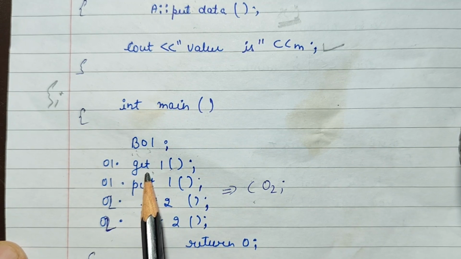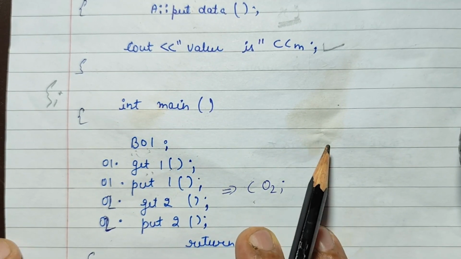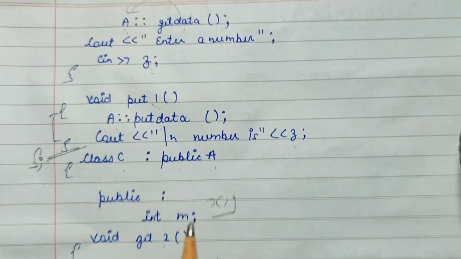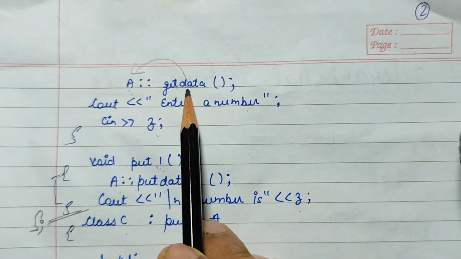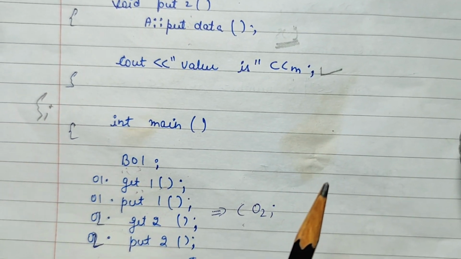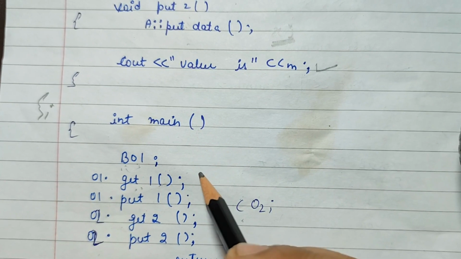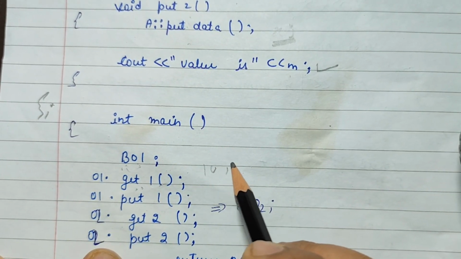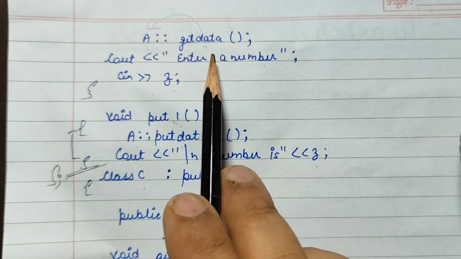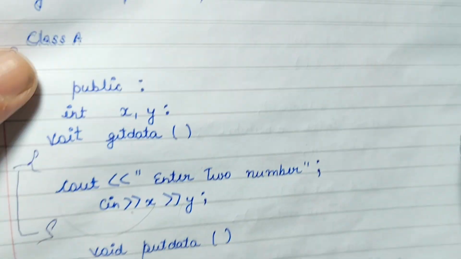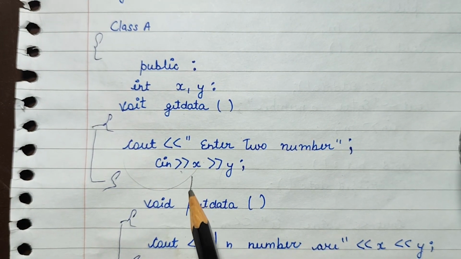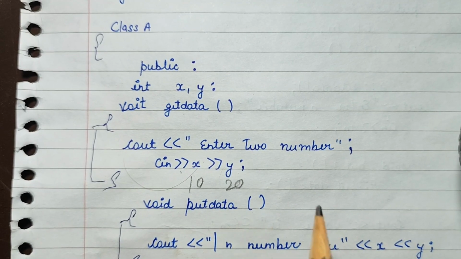When get one member function is called, first I input. When the get one member function is called, first which function is called? First get data member function is called. And when the get data member function is called, first we input the value in x and y variable. Suppose here you enter the value in x 10 and then 20. So 10 and 20 will input. Because when this get data member function is called, control jumps to function definition of the get data member function, and here you input the value in x and y variable. So here you enter the value 10 and 20.